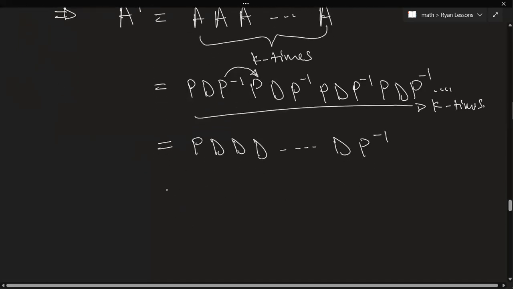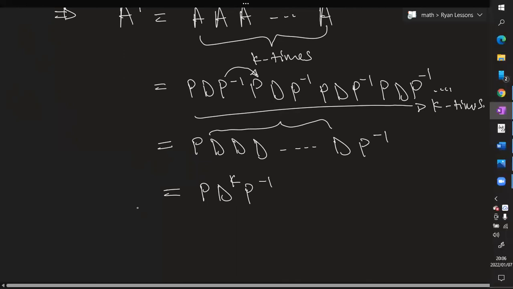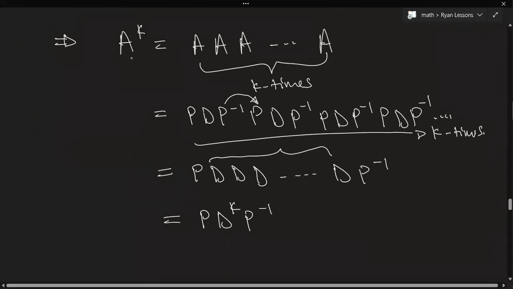So now I will have P D^k P^-1, because these D's repeat themselves k times. Do you see that these D's will repeat themselves k times? Because there were k of these that I lined next to each other. So what do you see now? If I want to find the power of a matrix, now I just have to find the power of a diagonal matrix.